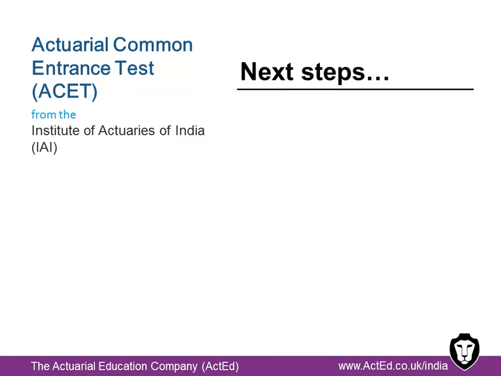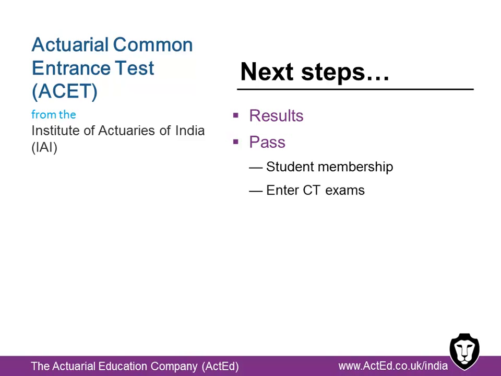So once you've sat the exam, what's next? Well, results are declared about 2 weeks later on the Indian Professions website. If you pass, then you will be able to take up student membership of the Indian profession. You'll then be permitted to enter for the Indian Actuarial professional exams. If you wish to enter for the next exam sitting, then you will have 2 weeks to do so.